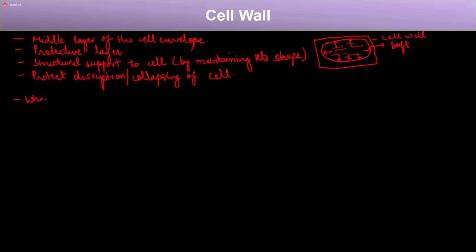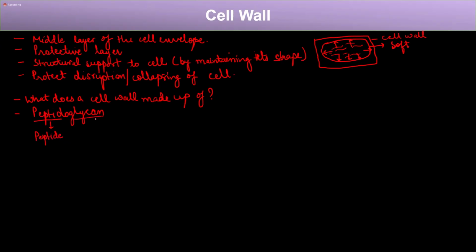Sir, what is a cell wall made up of? So it is made up of two things, which together are known as peptidoglycan. Okay. So if you break the term peptidoglycan, it consists of two terms, peptide and glycan.